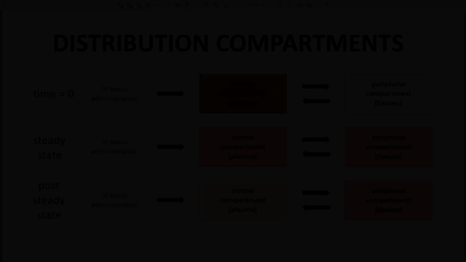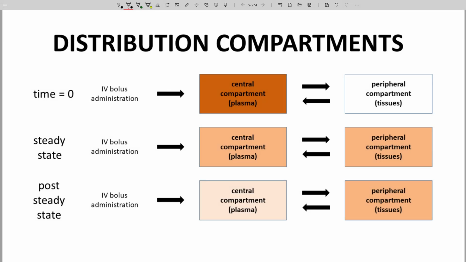Yes. Let's think about the dynamic nature of distribution for an IV bolus. When the drug is first administered at time 0, and in the case of an IV bolus, concentration in the plasma, the central compartment, is very high, but the concentration in the tissues, the peripheral compartment, is low. The molecule will distribute with a net flow to the peripheral compartment. The concentration in both compartments will soon be the same.